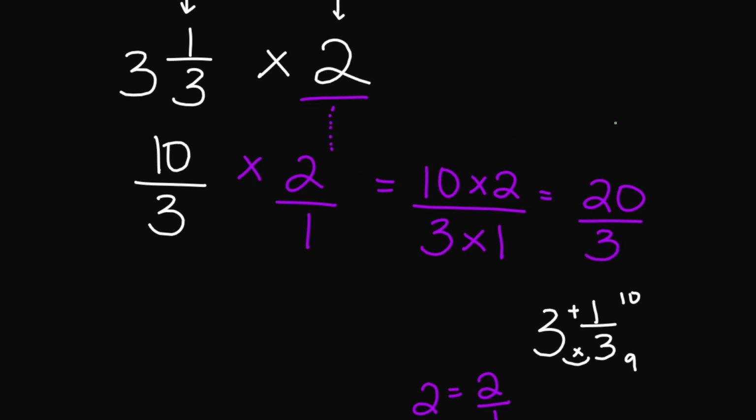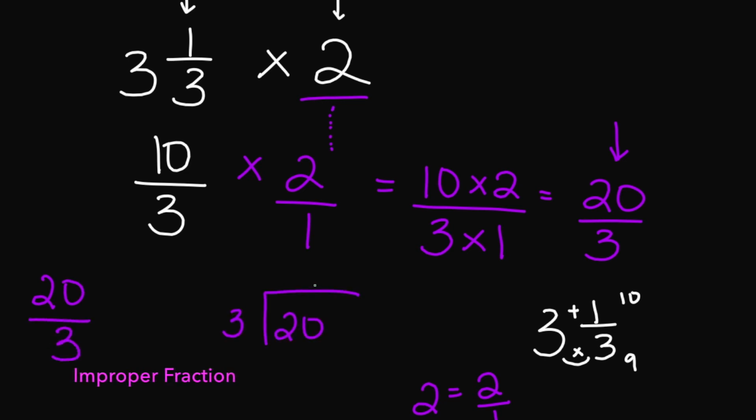All right, and this is an example of an improper fraction. So let's go ahead and turn this back into a mixed number. 3 goes into 20 6 times. 3 times 6 is 18. 20 minus 18 is going to equal 2. So your answer, your mixed number, is going to be 6 and 2/3.